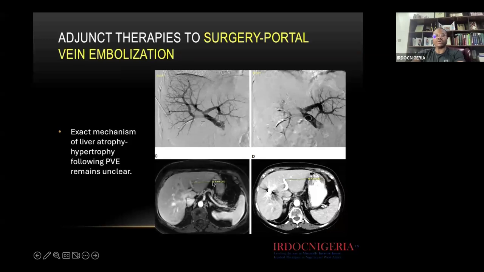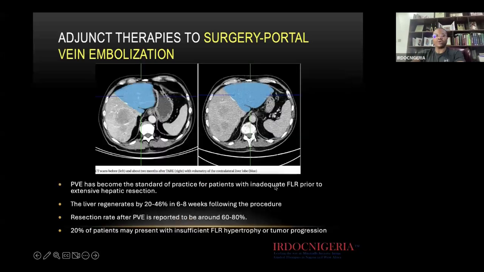You could see a few weeks later, when you get a CT scan, that the left hepatic lobe here only measures about 56 millimeters in transverse dimension. However, it's gone up significantly post-embolization. So you've gone through hypertrophy with the left hepatic lobe, and now you could do a right hepatectomy quite safely. So PVE has become the standard of practice in patients with inadequate FLR prior to extensive hepatic resections.